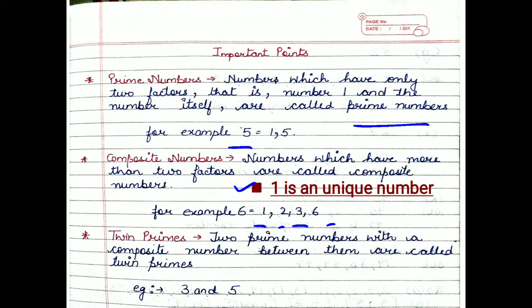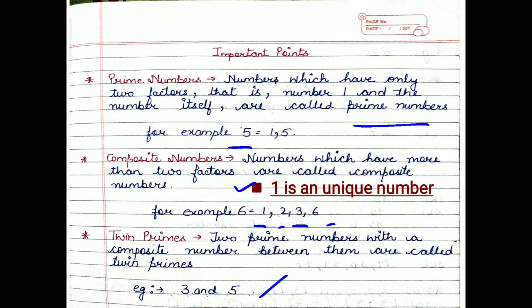For example, I have taken 3 and 5. 3 is a prime number and 5 is also a prime number. If I subtract, I will get 2 as a difference. So these two numbers are twin primes. One more example we will take. 5 and 7 are prime numbers, and if I subtract, we get a difference of 2.